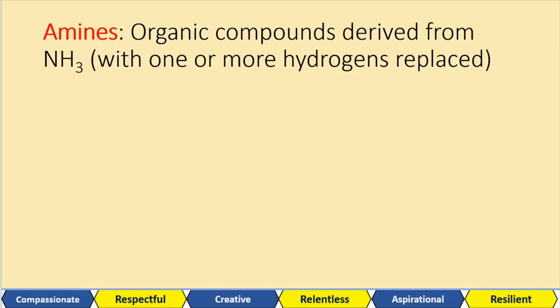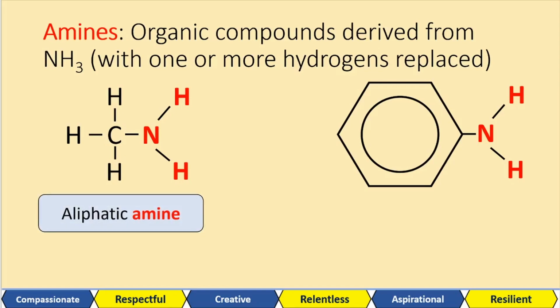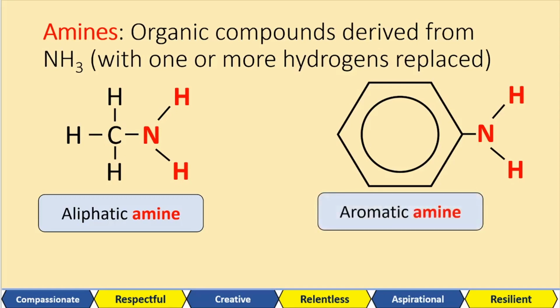So amines. These are organic compounds derived from ammonia with one or more hydrogens replaced with something. So on the left hand side here, I've got what we call an aliphatic amine. And of course, you can probably guess what's on the right hand side. It's an aromatic amine. So aliphatic, we're adding a chain. Aromatic, we're adding a ring.